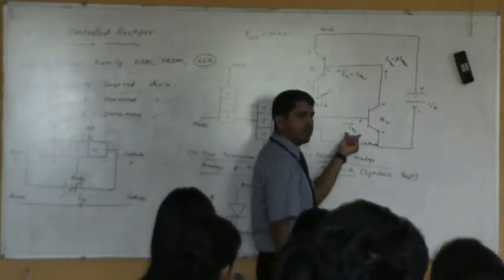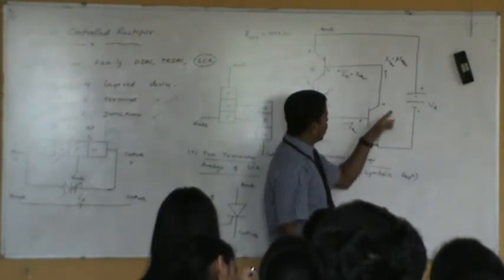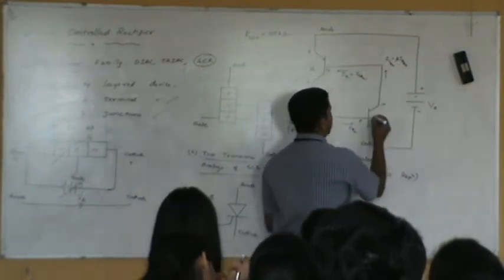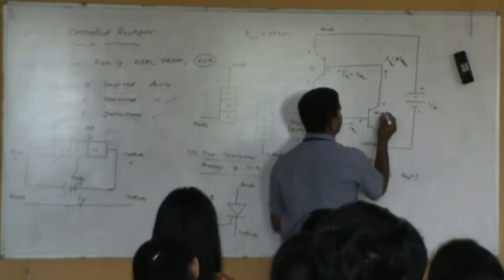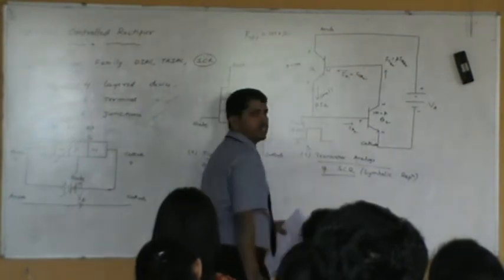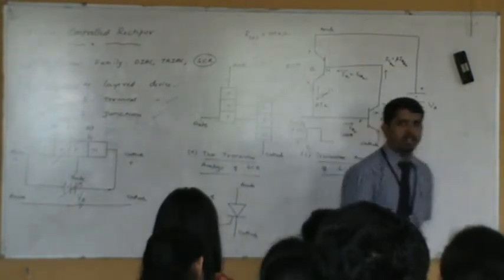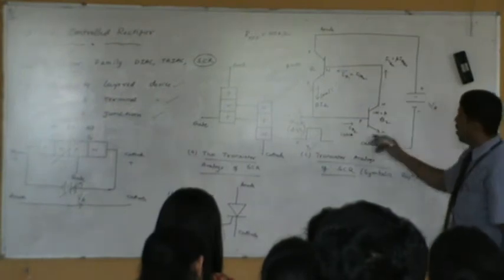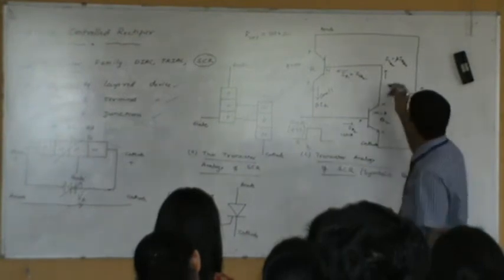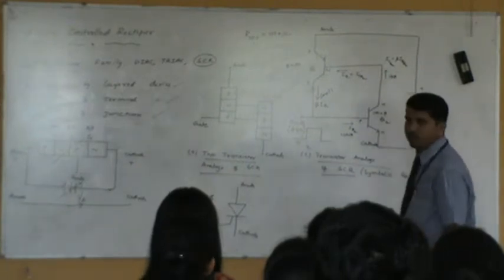Look at here, let me assume that 10 microampere is flowing here. For example, the beta of this transistor is going to be 100, and the beta of this transistor is also 100. Now look, if I assume that 10 microampere is flowing here, what will be the current in the collector? 100 times 10 becomes 1000 microampere, which is nothing but 1 milliampere. That means 1 milliampere current will be flowing here.